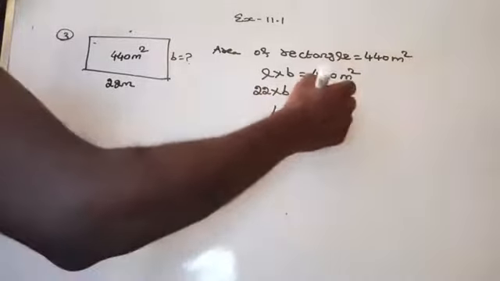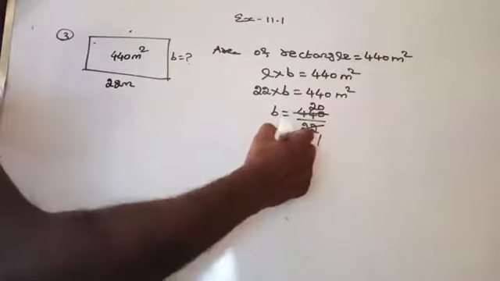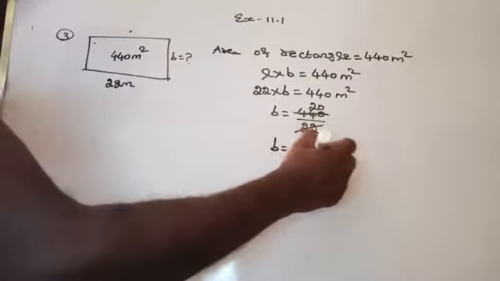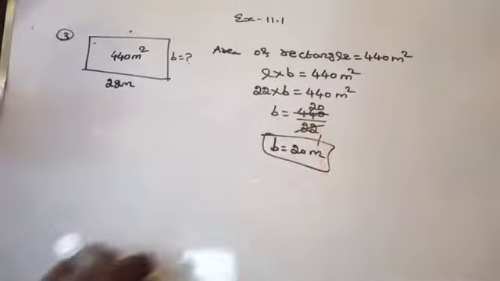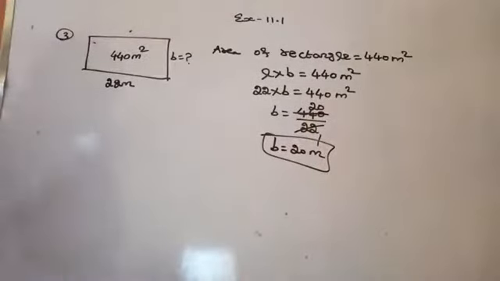22 ones are 22, 2 22s are 44. Then B equals 20 meter. This is the breadth of the rectangle, which is equal to 20 meter.